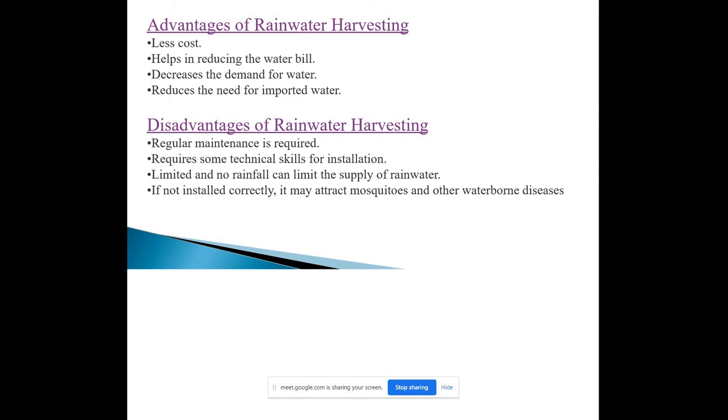Advantages and disadvantages of rainwater harvesting. Firstly, advantages. It requires less cost. It highly reduces water bills, decreases the demand for water, and reduces the need for imported water. Disadvantages of rainwater harvesting. Regular maintenance is required. It requires some technical skills for installation. Limited or no rainfall can limit the supply of rainwater. If not installed correctly, it may attract mosquitoes and other waterborne diseases, etc.